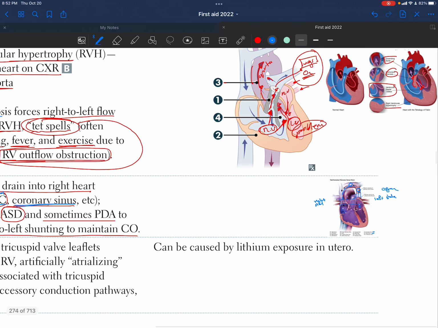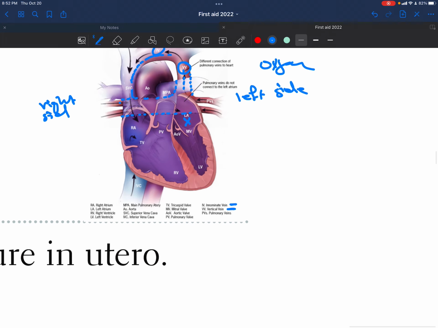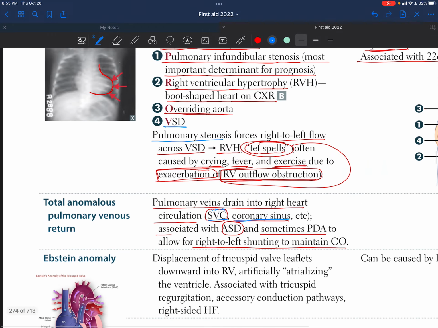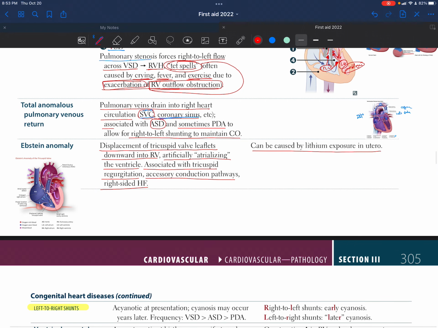And basically that's it. As we said, these are just for your information. That is FYI, actually. Okay, so what else do we have? Nothing. So for Ebstein anomaly, that is the displacement of tricuspid valve leaflets downwards into the right ventricle, artificially atrializing the ventricle. They're associated with tricuspid regurgitation and accessory conduction pathways with right-sided heart failure. It can be caused by lithium exposure in utero.